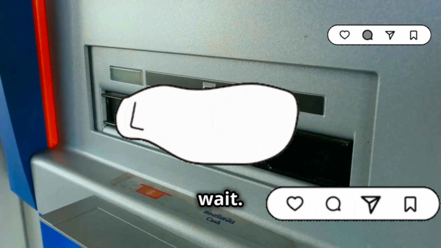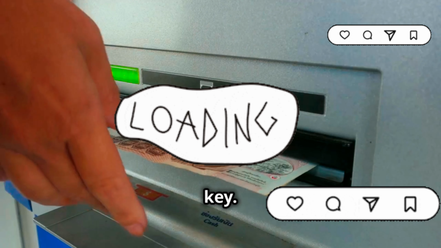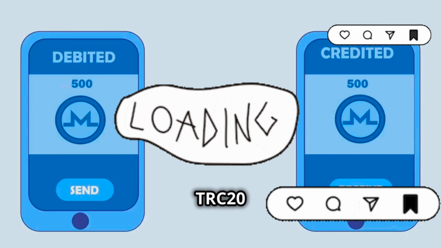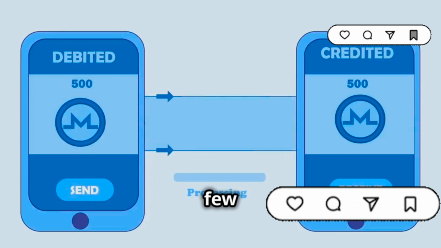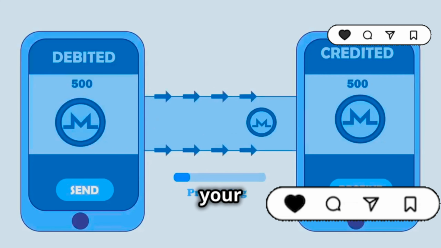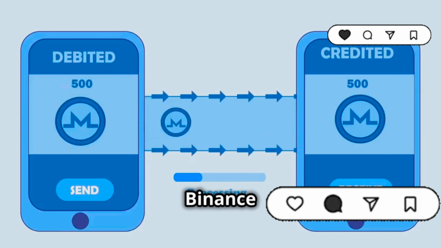And now, we wait. This is the part where patience is key. Transfers on the TRC20 network are usually fast, but it can take a few minutes to see your USDT appear in your Binance account. Keep an eye on your Binance wallet.